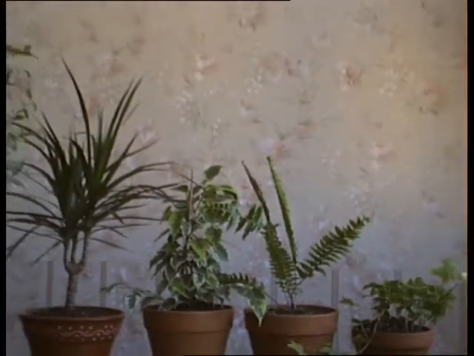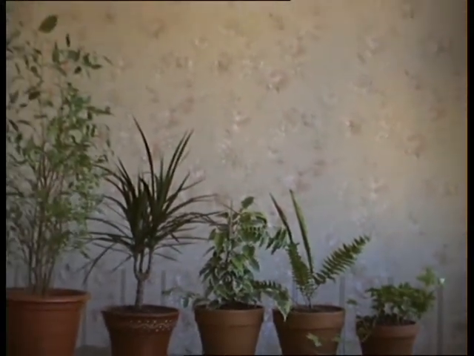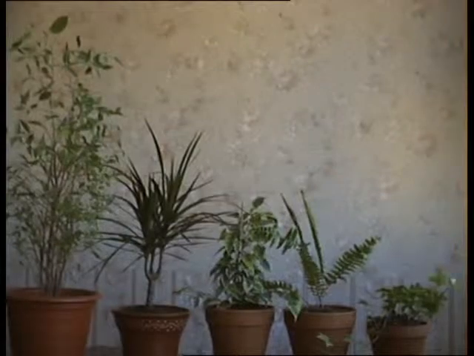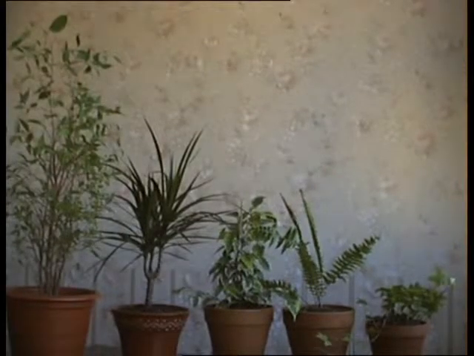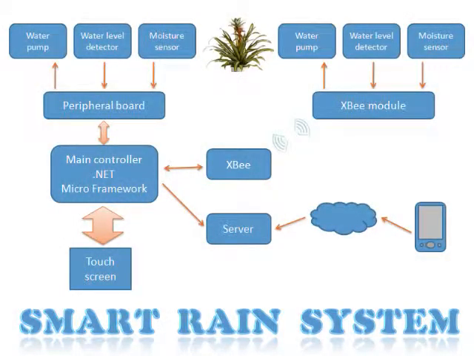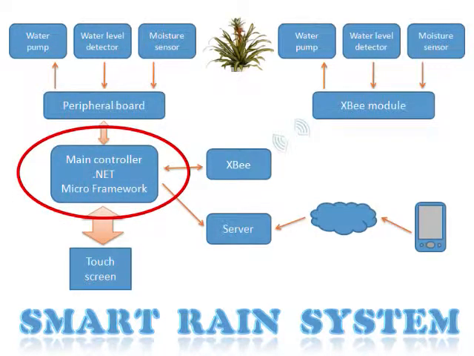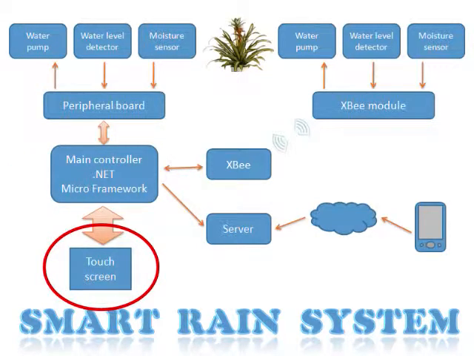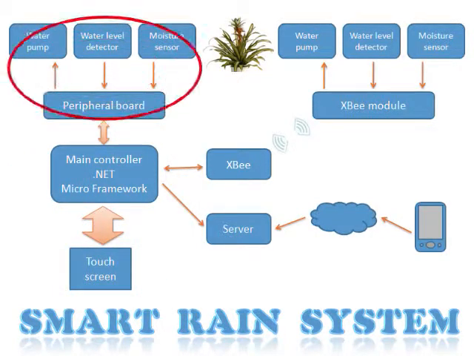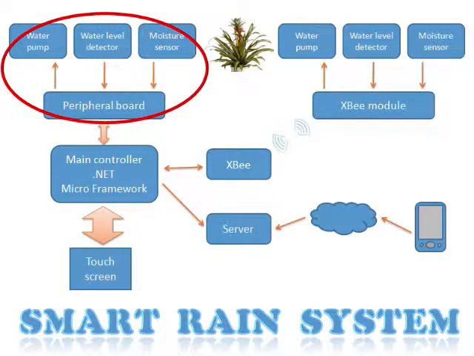It continuously monitors ground moisture. It makes a decision to water the plant if the moisture value is less than required. Let's have a look at the schematic diagram. The Smart Rain system has a main controller based on the Tahoe 2 development board with the installed .NET Micro Framework. It has a touch screen to interact with the user. It has a peripheral board that connects sensors and the water pump with the main controller.